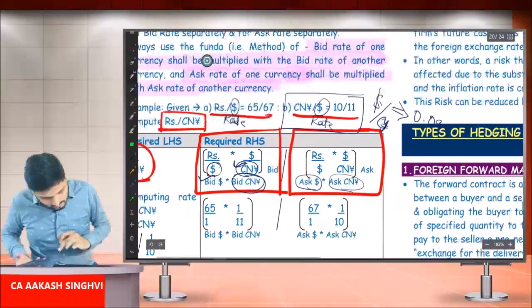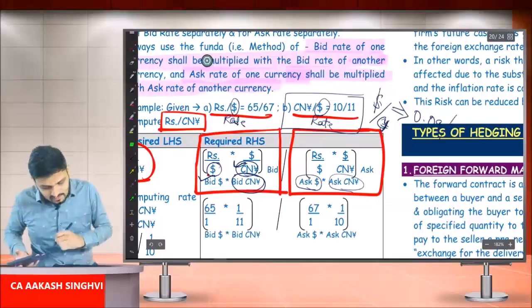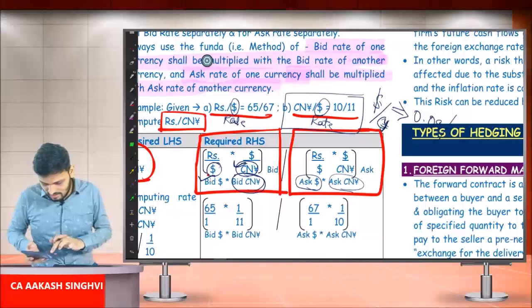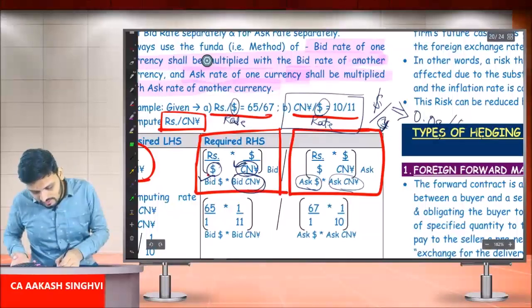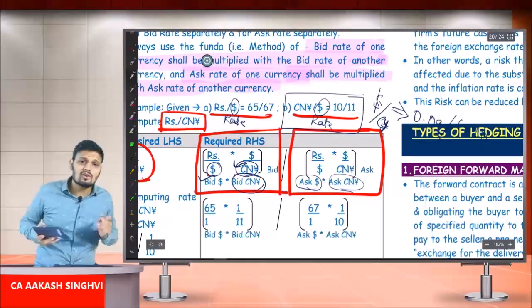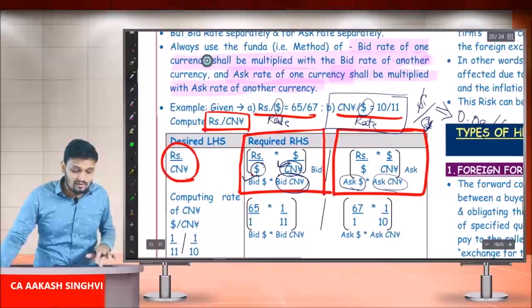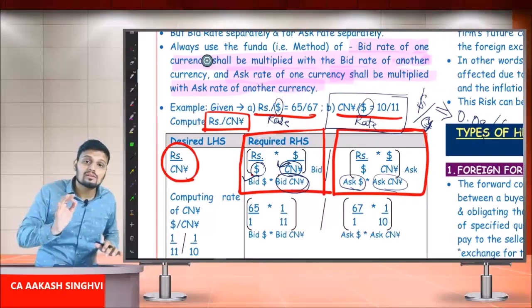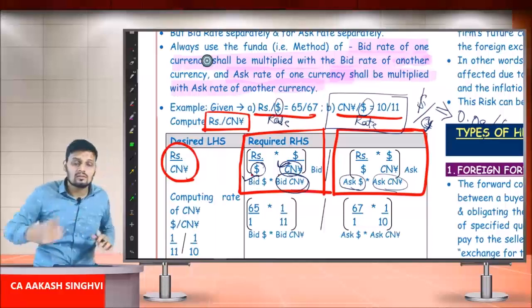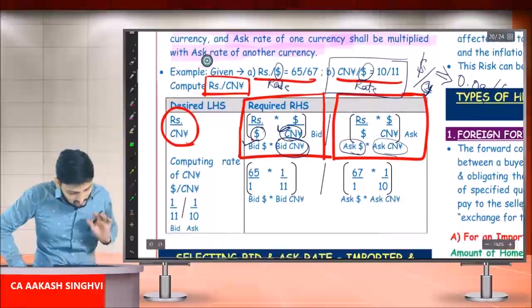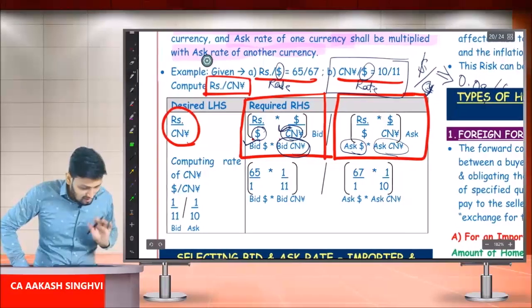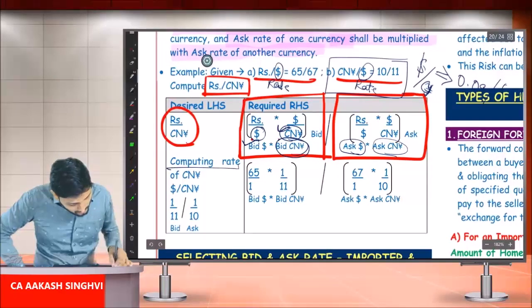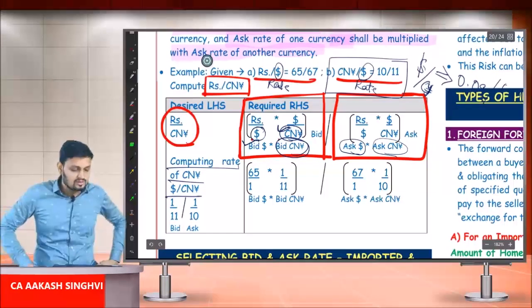0.09, and 1 divided by 10 equals 0.10. So 0.09 and 0.10 are the rates of Chinese yen. Okay, now what did I do here? Just look at here. Computing rate of Chinese yen, that is dollar per Chinese yen.